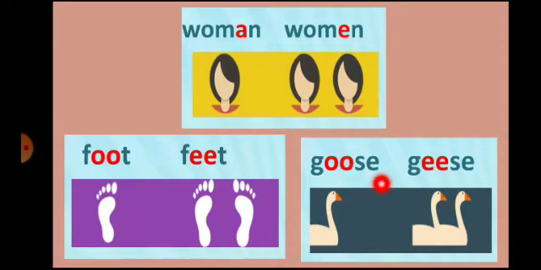Now the next is goose, geese. If there is one goose, we say G-O-O-S-E. So double O is replaced with double E to make its plural. So children, I hope you have understood.